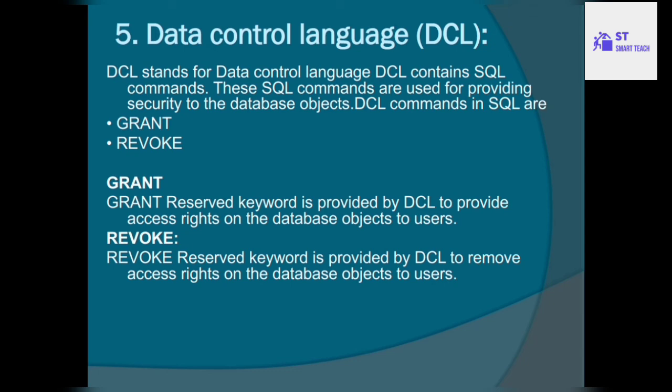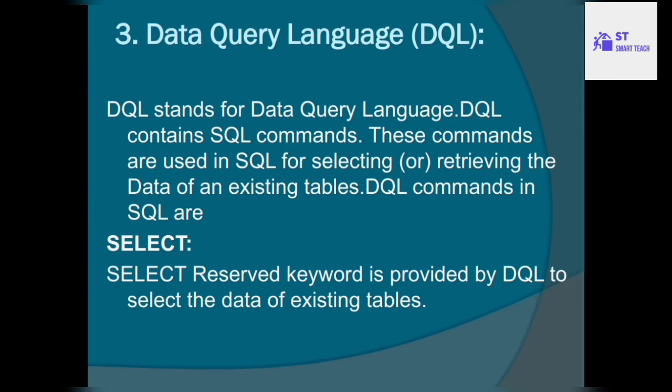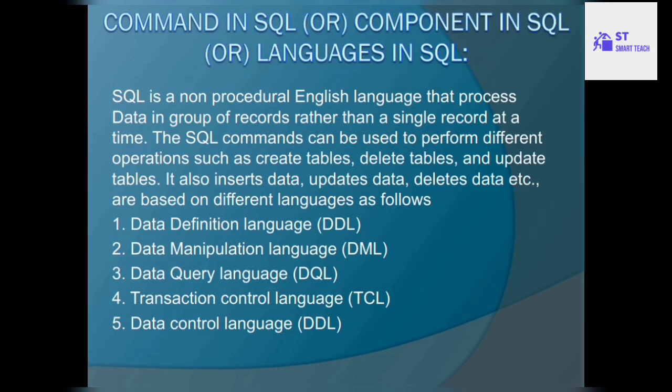Next one is revoke. Revoke is a reserved keyword provided by DCL to remove the access rights on the database objects from a user. Okay, so here the grant command is used to provide the access, and the revoke command is used to cancel the access rights or remove the access rights which you provided already. Okay, so these are the 5 types of commands used in SQL. So very important: data definition, data manipulation language, data query language, transaction control language, and data control language.